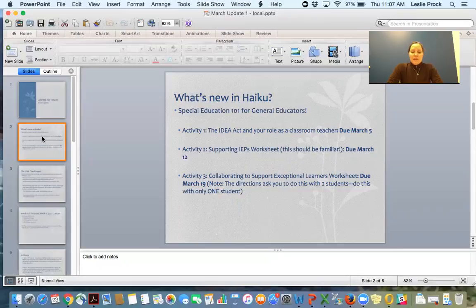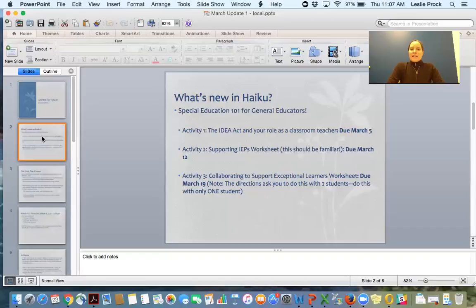In the first session, you'll be looking at the IDEA Act and your role as a classroom teacher. Activity 1 will be due March 5th, and the second activity is looking at how you support IEPs. This should be a little bit familiar because in the unit plan, when you completed the context piece for your classroom, you looked at who in my classroom has an IEP, what are their goals and accommodations. You'll get a little more practice with this in activity 2, which will be due on March 12th.